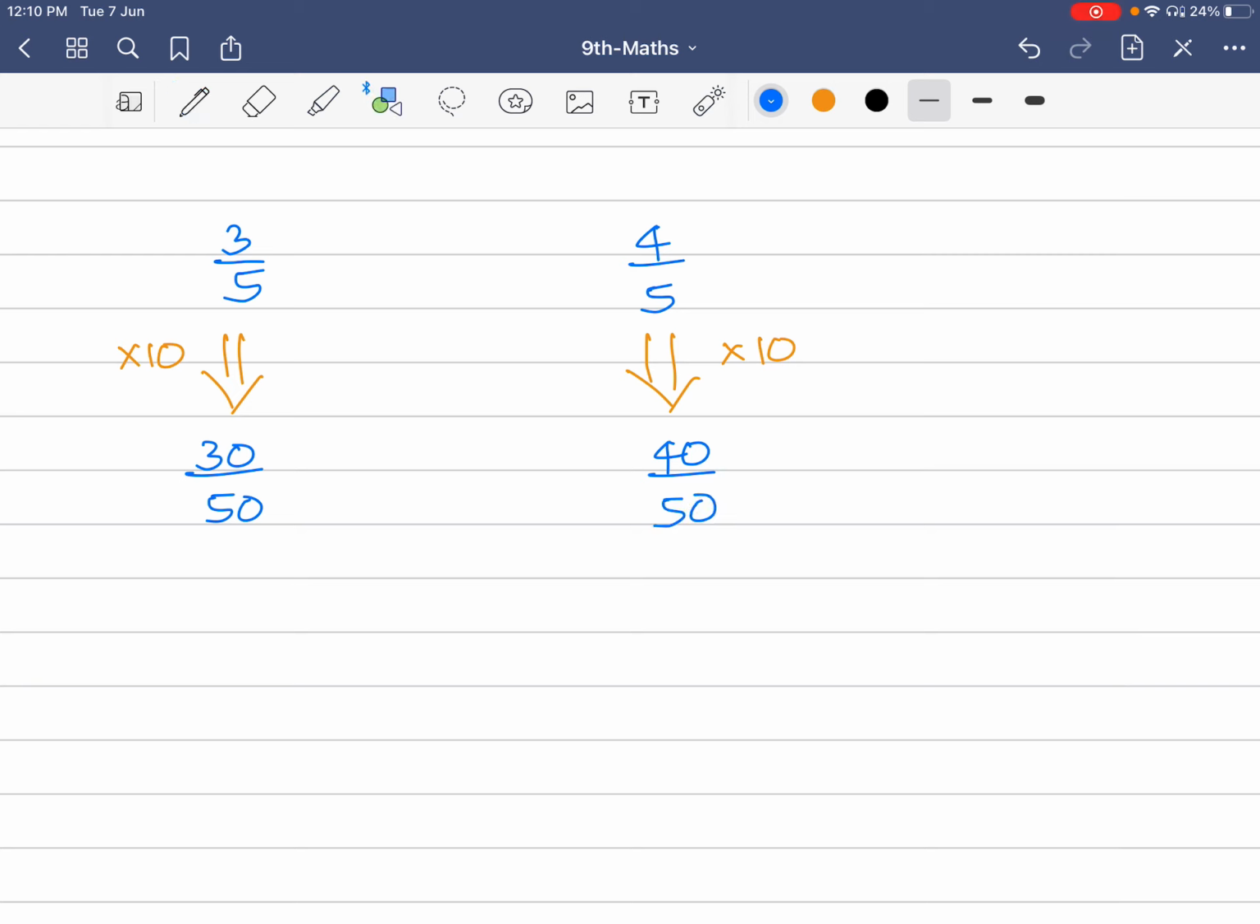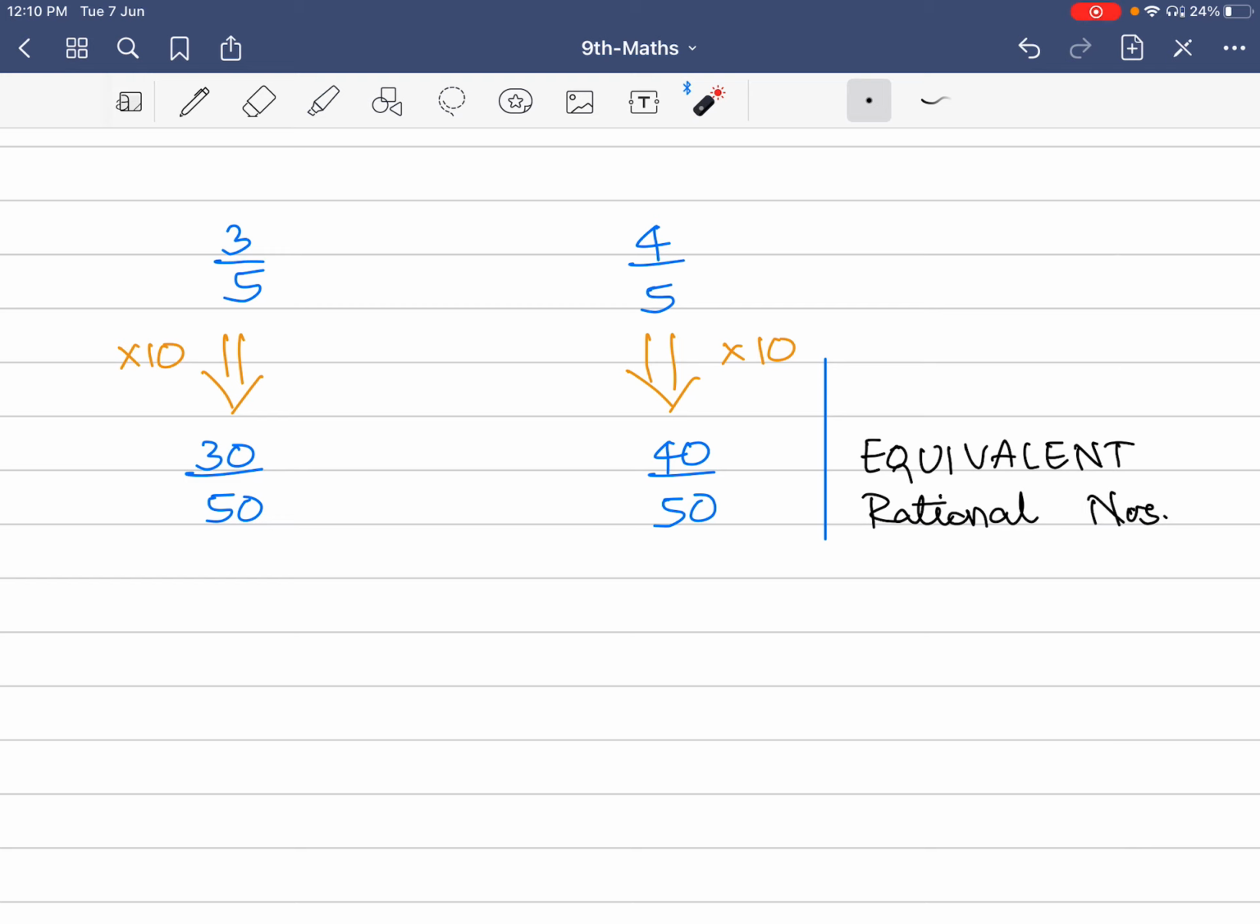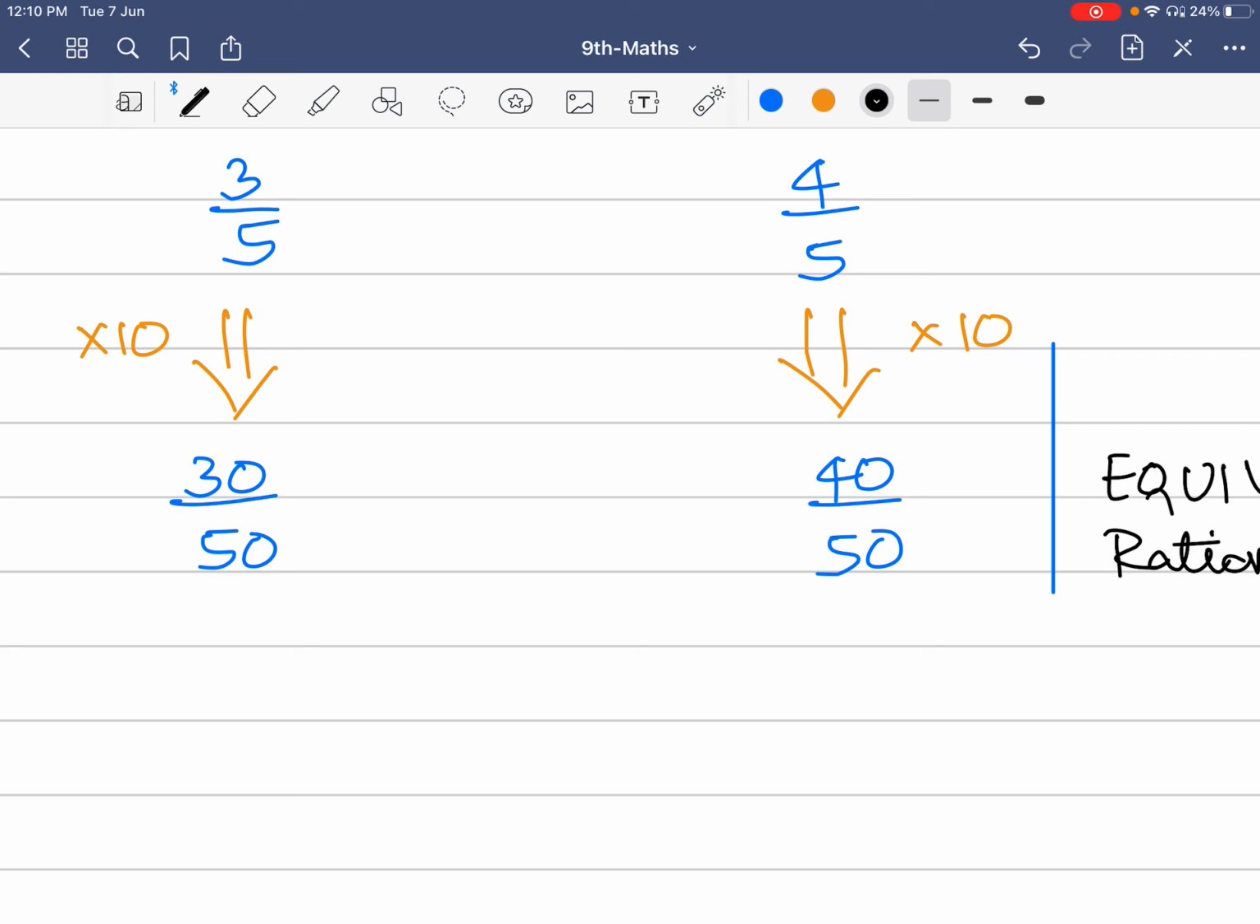Again, let's make a note here. This is called equivalent rational numbers. Very important. Equivalent rational numbers. Once we have got their equivalent forms, 30 by 50 and 40 by 50, all we have to do is list down the rational numbers that lie between them.